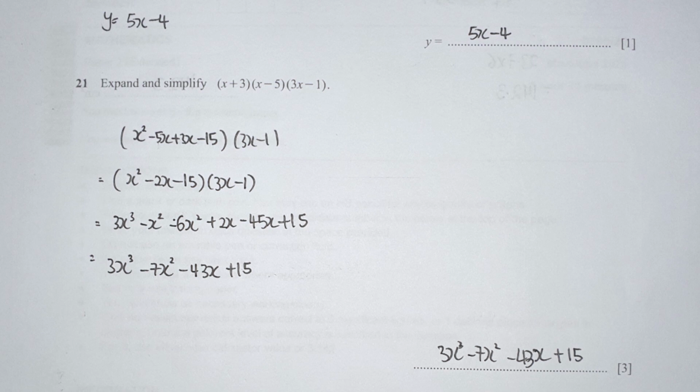For question 21, expand and simplify. I first expanded x plus 3 with x minus 5 and multiplied them up. Then from the x squared minus 2x minus 15, I multiply it with 3x minus 1. Through this calculation, you should get your final answer as 3x cubed minus 7x squared minus 43x plus 15.